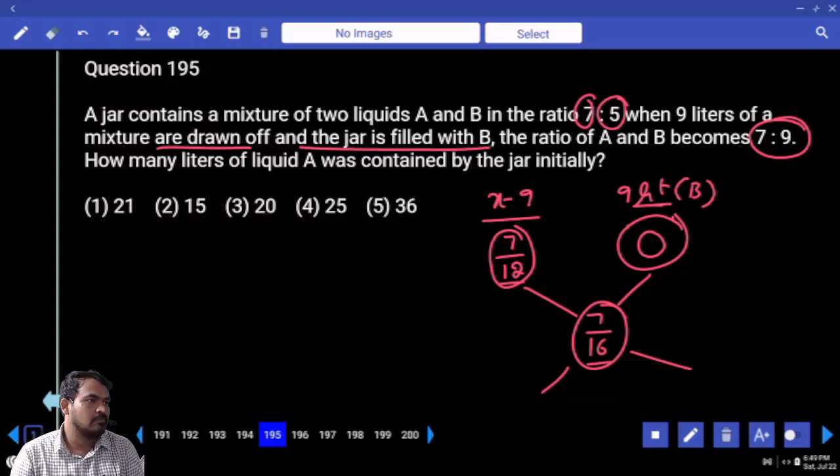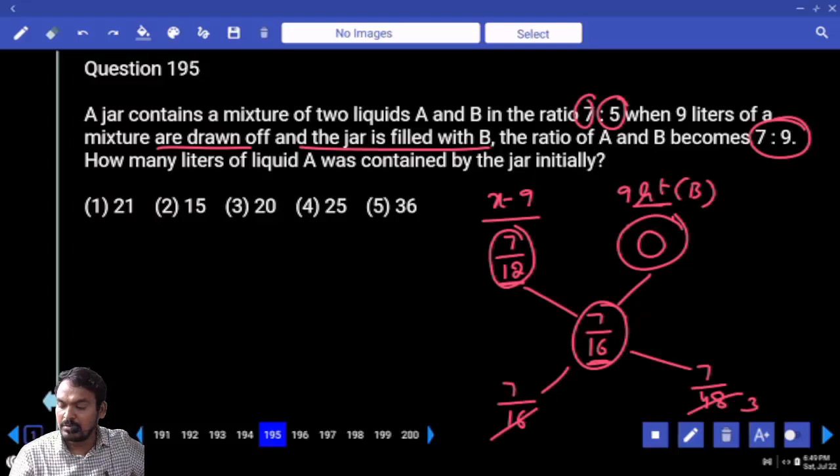Don't say 4. 6. LCM is how much? 48. 12 how many times? 4 times. 4 7s are 28. 16 how many times? 3 times. 3 7s are 21. 28 and 21 difference? 7 by 48. Another one? 7 by 16. 16 how many times? 3 times. 7 7 get cancelled. What is the ratio? 3:1.